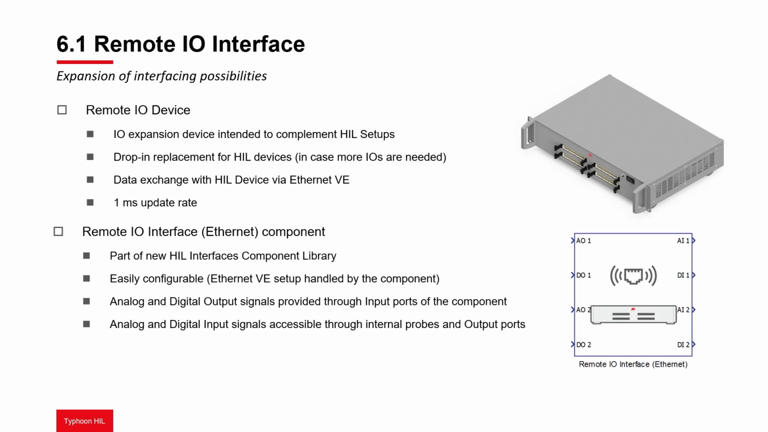Remote I/O Interface Ethernet is a complementary component to the Remote I/O device, which serves as an interface between the Remote I/O device and the simulated model. It can be used to send different signals to the appropriate outputs of the Remote I/O device and observe the appropriate inputs from the device. It is a part of the new HIL interface component library. The component handles Ethernet variable exchange setup, making the whole system easily configurable. We will discuss the component and its properties in more detail later in the video.